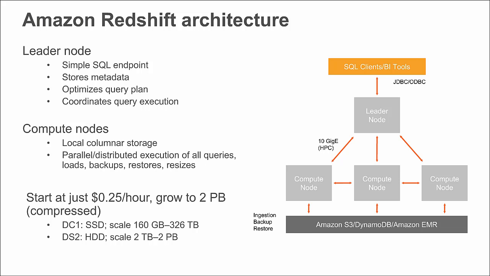Those compute nodes are the ones actually storing the data that's queried. They use local columnar storage, which we'll talk about in just a minute. These are the things that can do the parallel execution of your queries and your loads and your backups, allocating work across all of the compute nodes as well as all of the CPUs that exist in the compute nodes to get things done as quickly as possible and report back to the leader node, so that you can then return that information back to the SQL and BI clients. And then at the very bottom, we have Amazon S3, DynamoDB, and Amazon Elastic MapReduce, which can all work as data sources for ingestion of data, as well as S3 being your source for backup and restore, and we'll talk about that in just a minute.